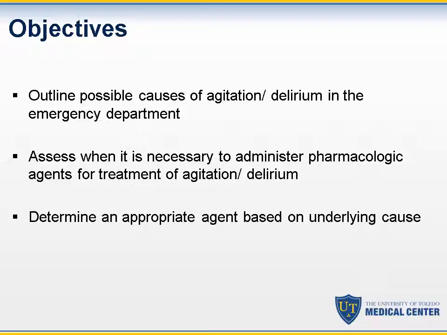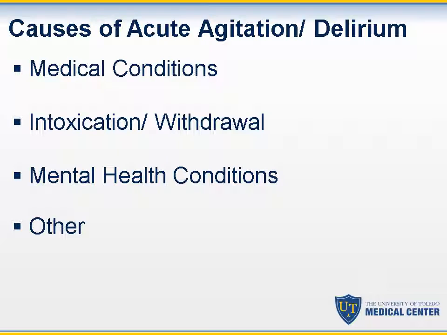My objectives for this presentation are to outline the possible causes of agitation delirium in the emergency department, assess when it is necessary to administer pharmacological agents for the treatment of agitation delirium, and determine an appropriate agent based on the underlying cause. So causes of agitation delirium could be due to medical conditions, intoxication withdrawal, mental health conditions, and other reasons.